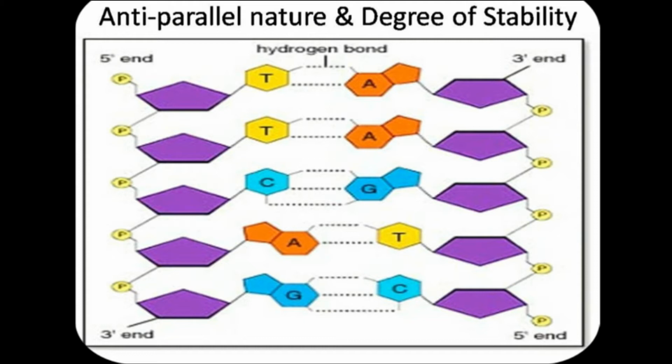So this is one strand of DNA and this is the second strand of DNA. We can see the base pairs in between these two nucleotide strands, and we can see the arrangement. One strand is arranged from the 5' to 3' direction and the other strand is arranged from 3' to 5' direction. So what are these 5' and 3'?